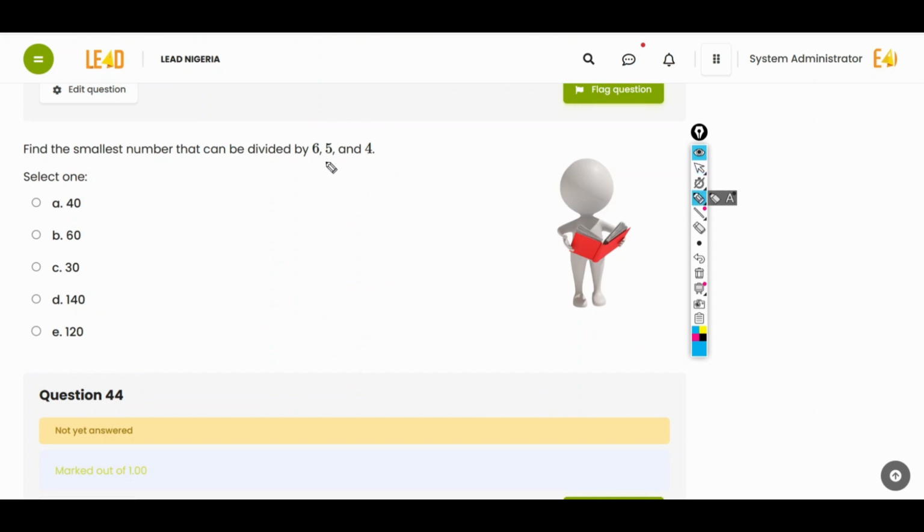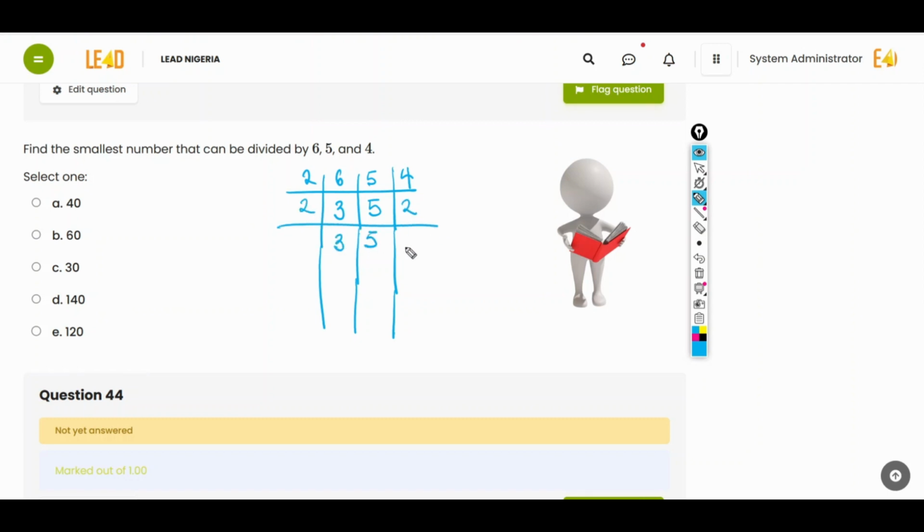Find the smallest number that can be divided by 6, 5, and 4. Again, that's speaking about the LCM. We can work with 2. 2 in 6 is 3. 2 in 5 doesn't work, we'll put down 5. 2 in 4 is 2. We can work with 2 again. We'll bring down 3, 5, and then 1. So we're done with 2. We pick up 3. 3 in 3 is 1. 3 in 5 doesn't work, we'll put down 5. 3 and 1, put down 1. And then finally 5, 1, 1, 1.